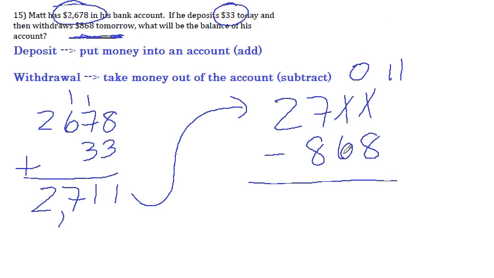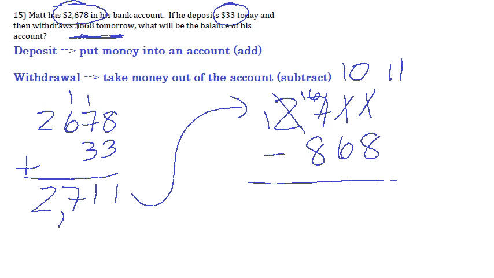So 0 take away 6 won't work. The 0 will have to borrow, become a 10. It'll borrow from the 7. That'll become a 6. Oops, I'm getting a little cramped in there. The 6 take away 8, can't do that. So the 6 will have to borrow from the 2. The 6 will become a 16. The 2 will become a 1.